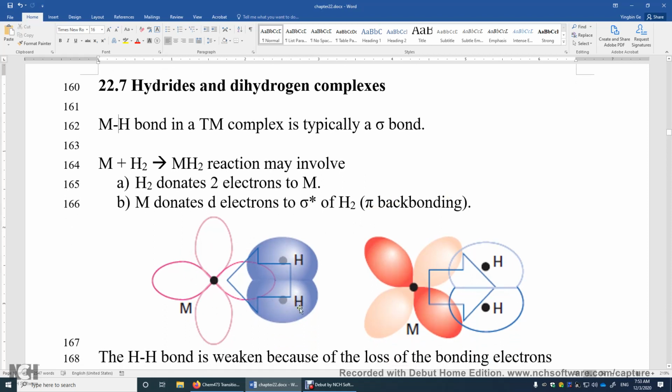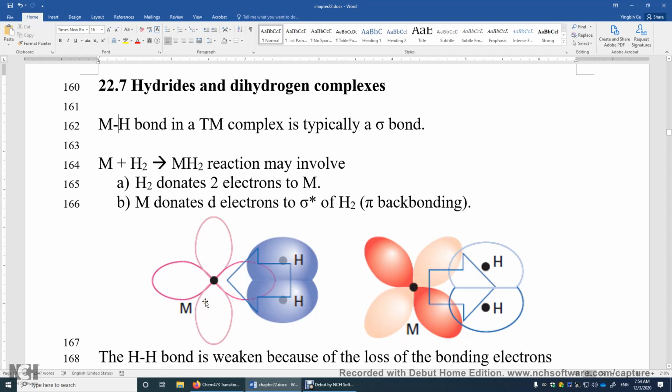Now let's look at this. H2 has a bonding orbital with 2 electrons, and this bonding orbital may overlap with an empty d orbital centered on the metal. All right, so let's say this is positive phase, this is positive phase, and this is constructive interference, and that's why the 2 sigma electrons may flow into this empty d orbital of the metal.